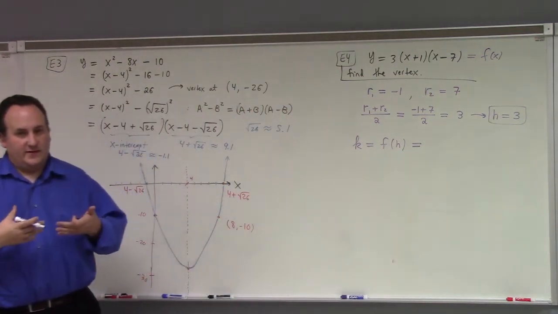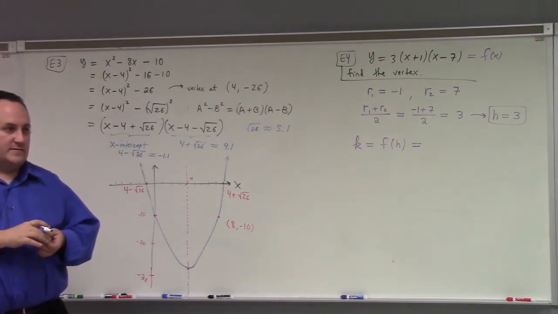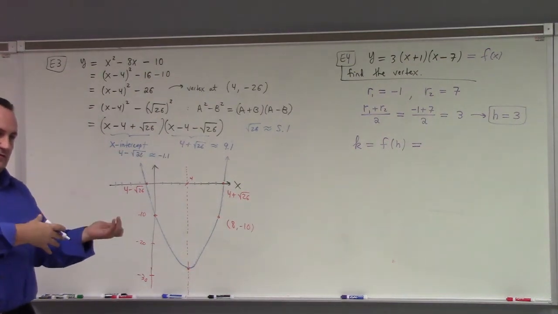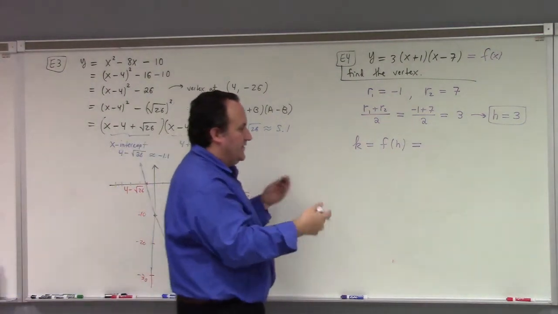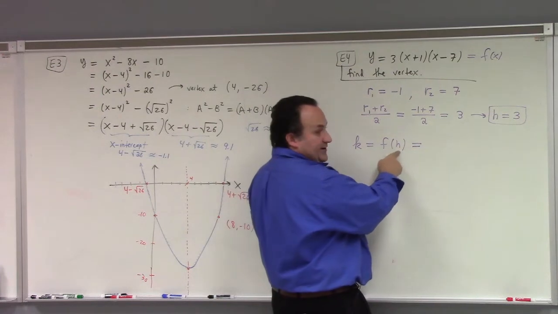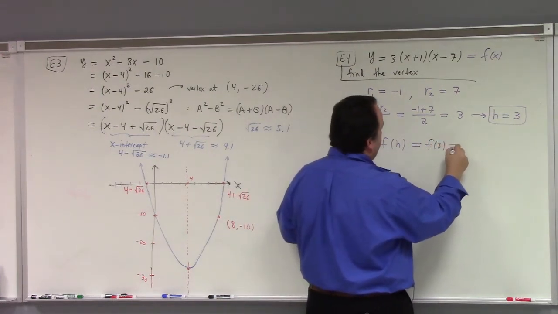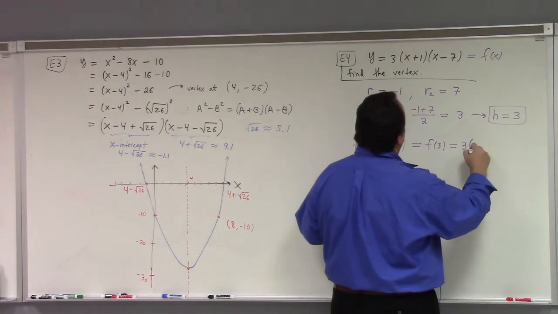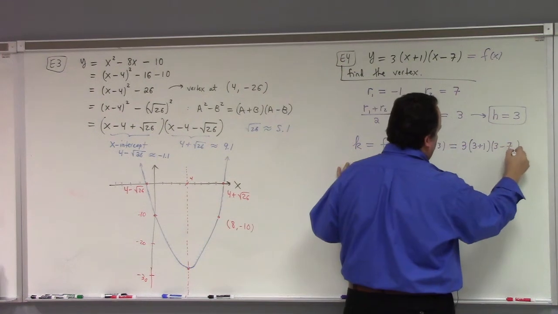That's something I don't think I've said yet today, but it's kind of common sense. Since it's a point on the graph, x and y have to be related by the formula, right? So when I plug in h into the formula, I must get out k, because (h, k) is the vertex. It's a point on the graph. So how does that work here? That's f of 3, which is 3 times (3 plus 1) times (3 minus 7), which is what?